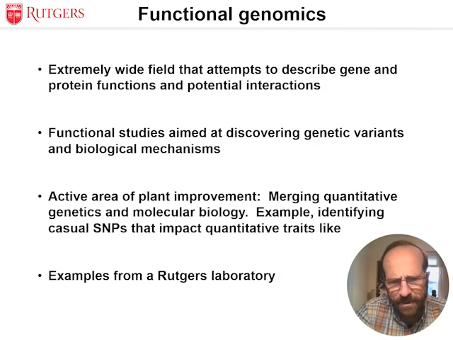It's an active area used in plant improvement. One thing that's interesting is the merging of quantitative genetics and molecular biology, and using things like mapping causal SNPs to impact quantitative traits, like what we're going to talk about today, and some examples from a Rutgers laboratory.